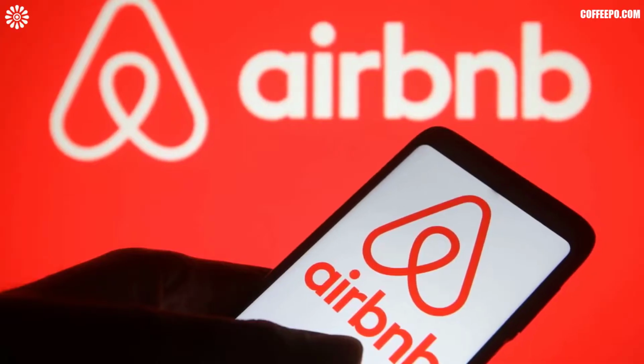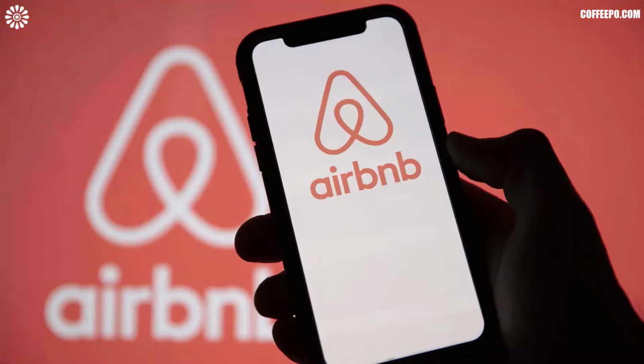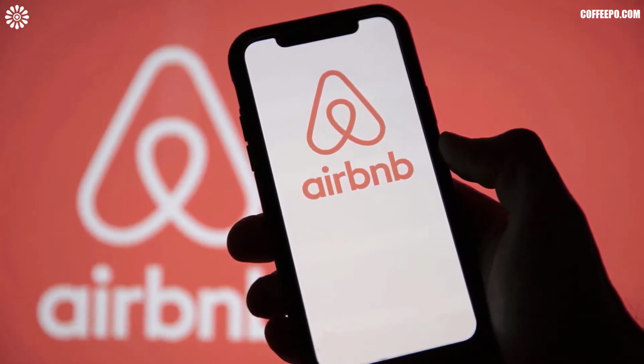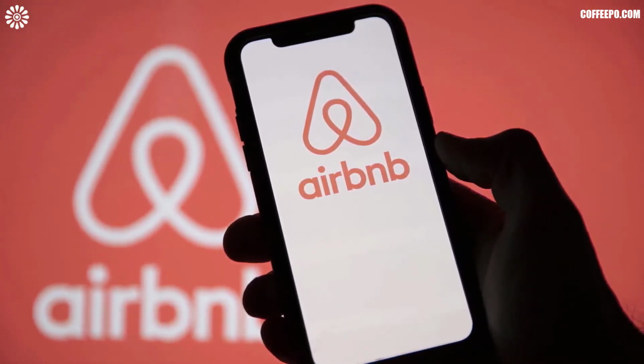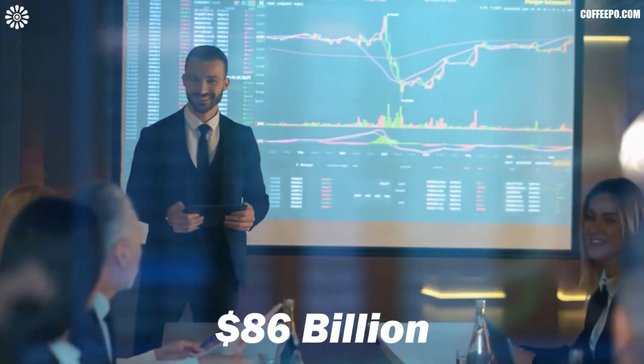1. Airbnb, BNB, $119 per share. Airbnb is a massively undervalued stock that is trading at just $119 per share. The company is a global leader in online home sharing and has a current market cap of $86 billion.